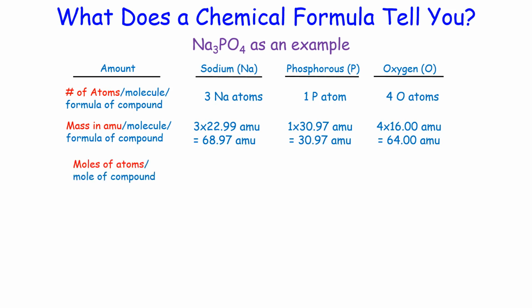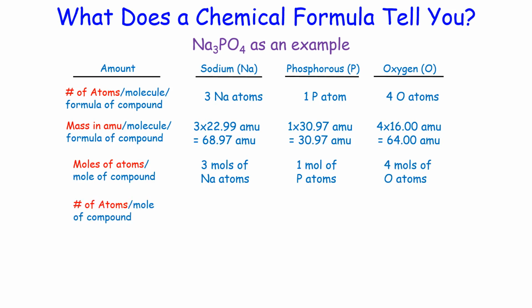So moles of atoms in each mole of compound. For sodium, that should be 3 moles for every 1 mole of sodium phosphate, again because of the subscript for sodium. Phosphorus, 1 mole. Oxygen, 4 moles. Now the number of atoms in each mole of sodium phosphate compound.